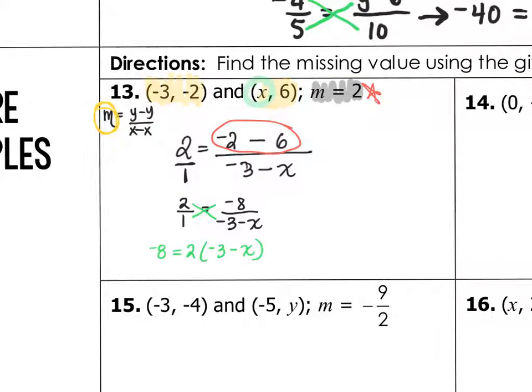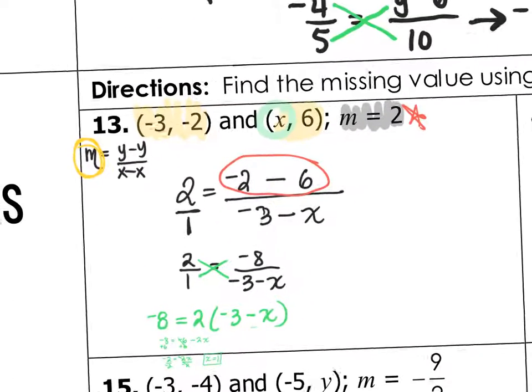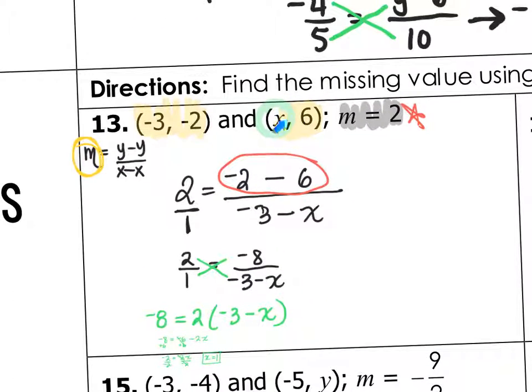Now we'll solve for x by distributing the 2. So negative 6 minus 2x. Add 6 to both sides. That will zero out to make negative 2 is equal to negative 2x. Divide by negative 2 on both sides. And negative 2 divided by negative 2 gives us an x equal to 1, which means that this missing coordinate is a 1.